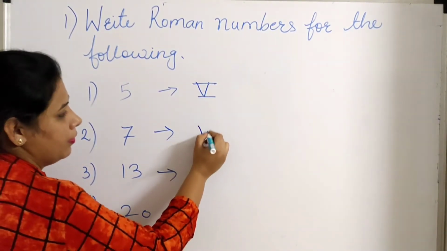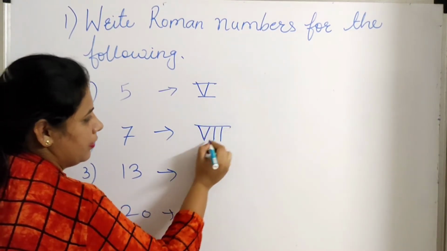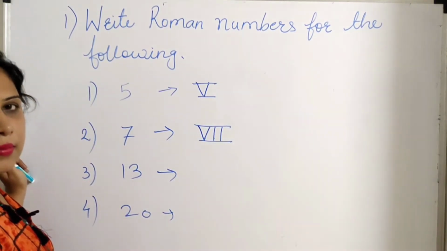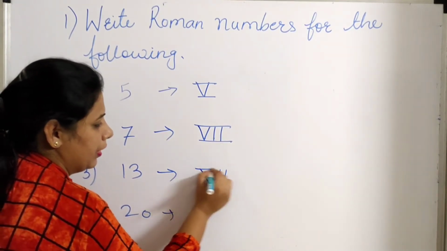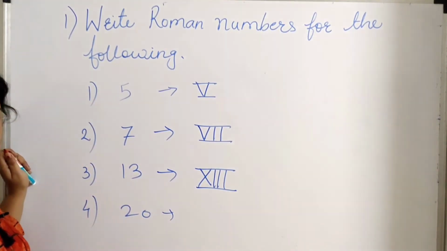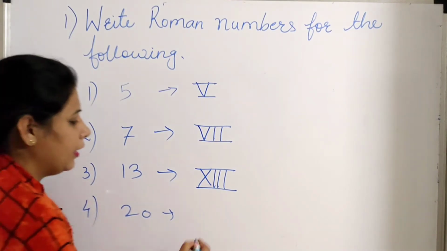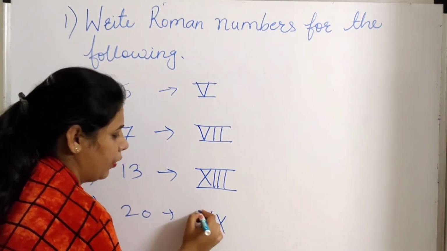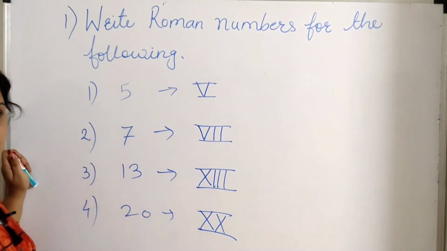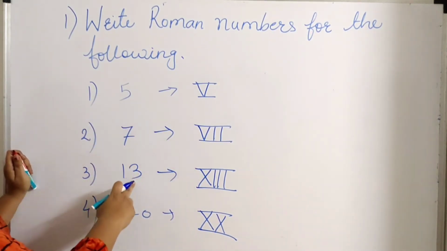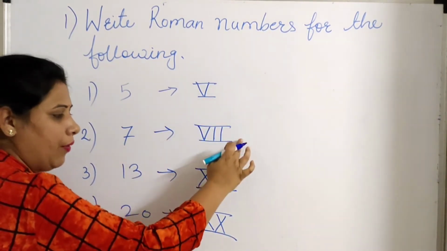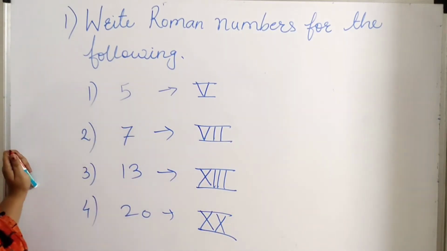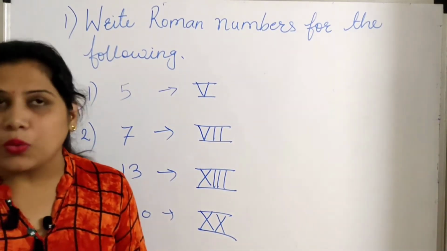For 7, this is the answer. 13, X, I, II, III. This is the number 13. And for 20, it will be X and one more X. So these are the notations for 5, 7, 13 and 20 in the Roman numbers. Now we can solve the next question.